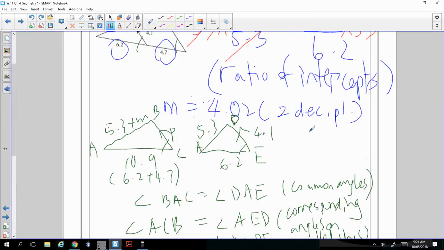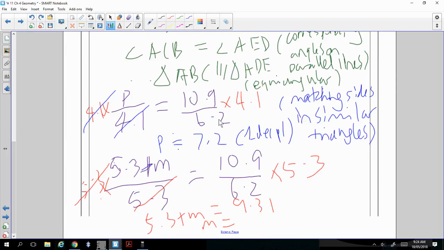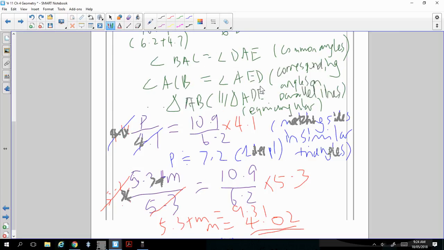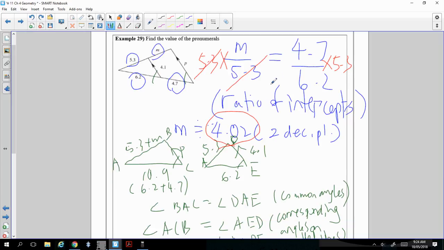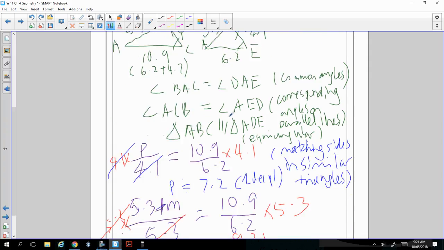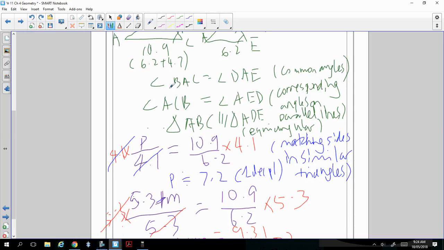And it involves more work. So just keep an eye out for this theorem, ratio of intercepts, very fast to work out missing sides. But when it comes to sides on parallel sides, I can no longer use that theorem. I have to use this theorem, the similar triangles. Okay? All right, that's method 2.